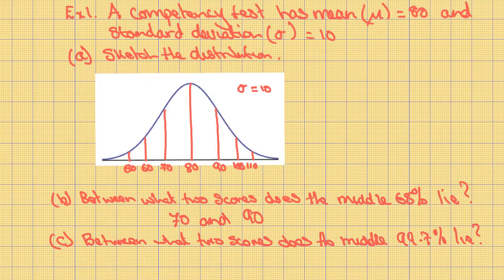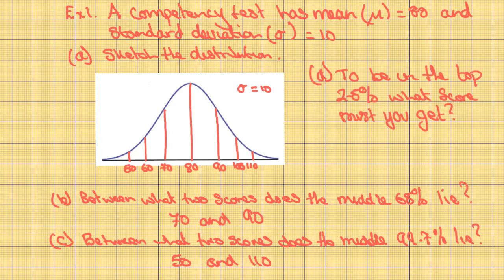C. Between what two scores does the middle 99.7% lie? Well, the 99.7% lies between 3 standard deviations below the mean and 3 standard deviations above the mean. In this example, it is between 50, which is 3 standard deviations below the mean, and 110, which is 3 standard deviations above the mean.